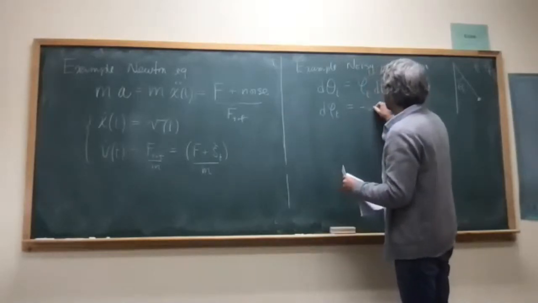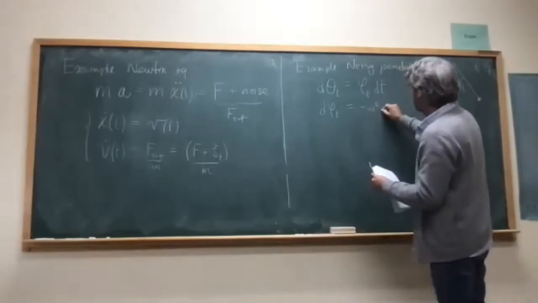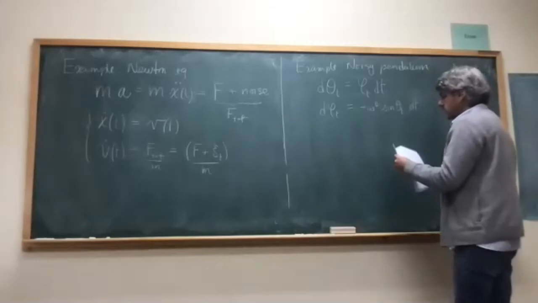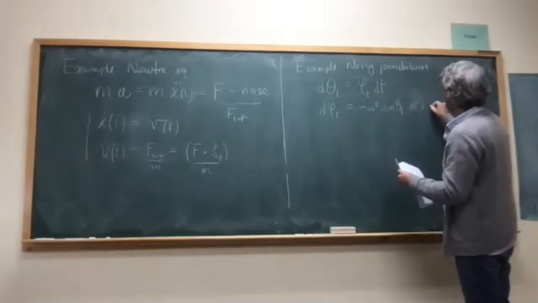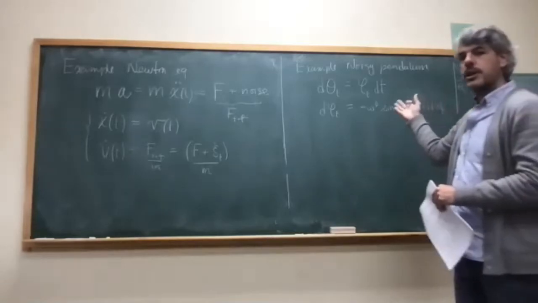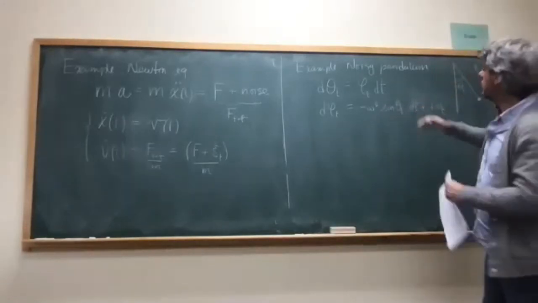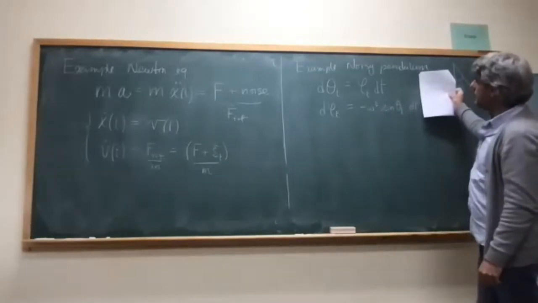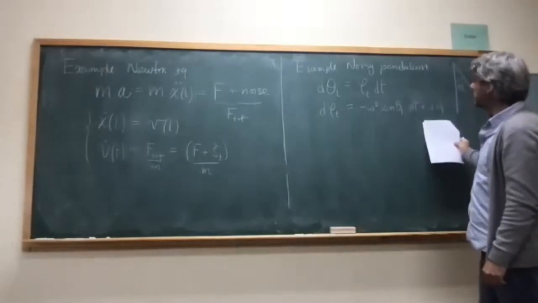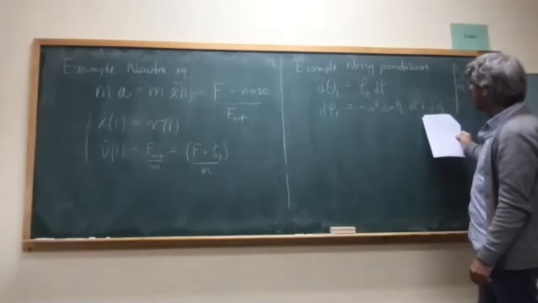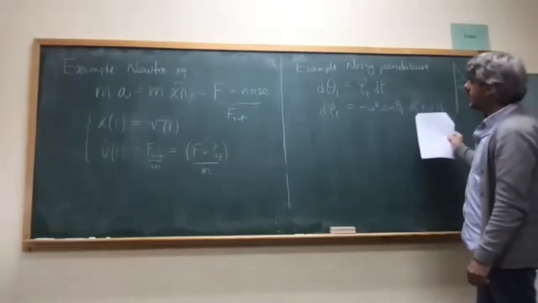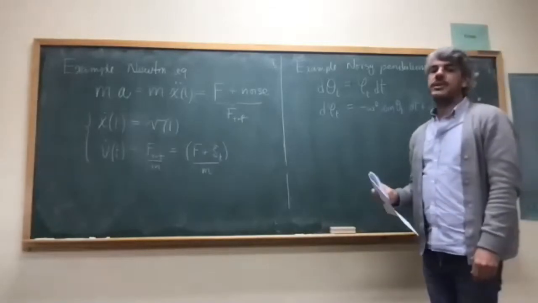So this will be minus omega squared, that's the natural frequency, times the sine of theta t dt, plus the Brownian motion. So this will be the stochastic differential equation describing a normal pendulum motion, even without the linear approximation. And now I'm putting noise into it, and following the discussion that we had before, I put the noise only on the acceleration of the motion, namely only on the first derivative of the angular velocity.